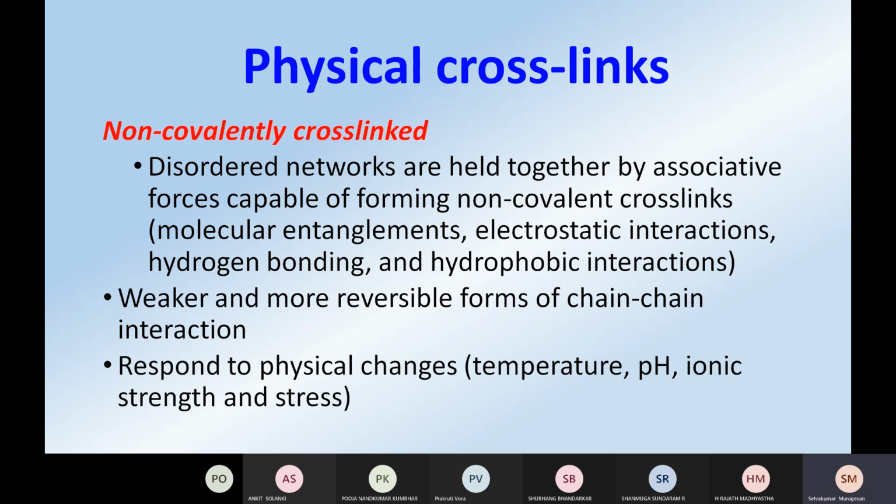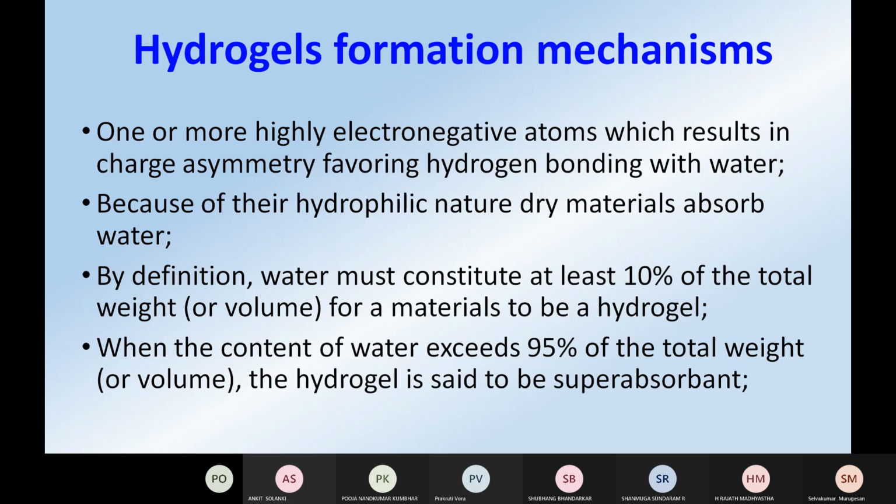Again, physical cross-linking is just the opposite to that. Since the bonds are very weak, even with small forces you can disturb the bonding between the chains. Regarding the formation mechanism, if it is physical cross-linking, there should be electronegativity differences in the charges. Then only the hydrogen bond will form or the van der Waals interaction would happen. So one or more highly electronegative atoms participate in the formation of these secondary bonding interactions, which result in charge asymmetry favoring hydrogen bonding with water or any other organic medium.